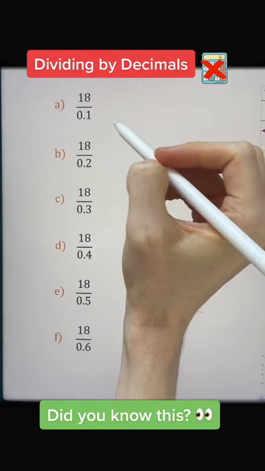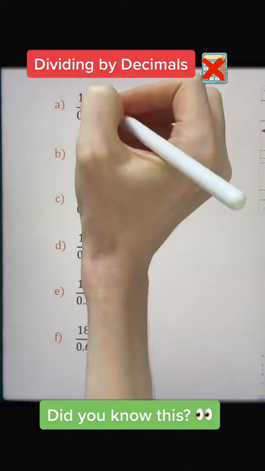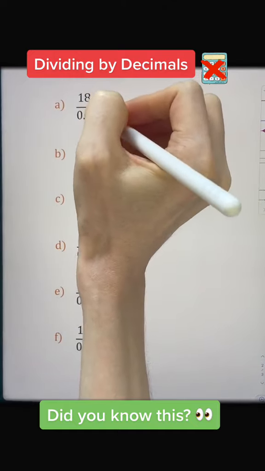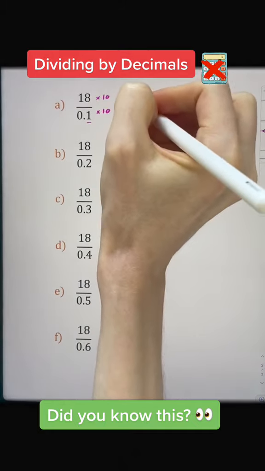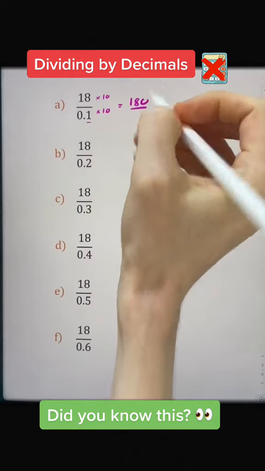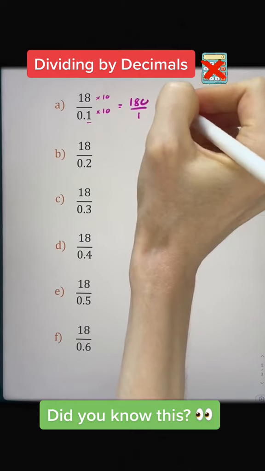One method to deal with dividing by decimals is, if we have one digit after the decimal point, we can simply multiply the top and bottom of our fraction by 10 to keep it equivalent. Here 18 times 10 will give us 180, and the bottom 0.1 times 10 will give us 1, and 180 divided by 1 is simply 180.